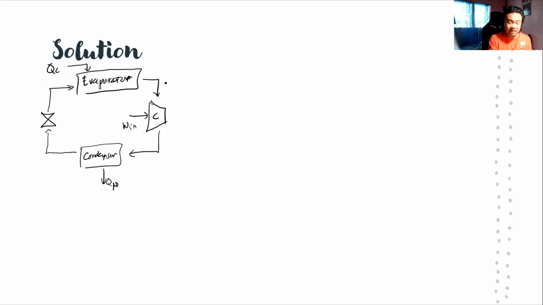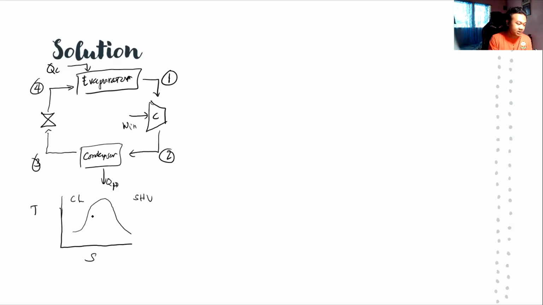So let's number our states. So this is 1, and then 2, this is 3, and this is 4. Okay, so it is also helpful to draw the TS diagram so that we will be guided on what we will do. So we have the TS diagram. So we have here our phase. So this here is the superheated vapor, and here is the compressed liquid.